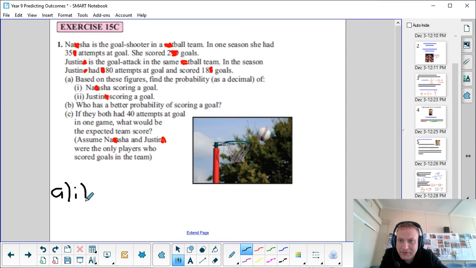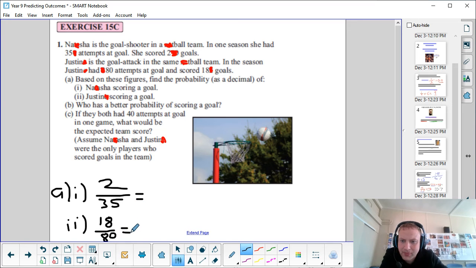All right, so for Nasha, I would just say that it's 2 out of 35. It's always good to start by making a fraction. And for Justin, slightly better chances. That's 18 out of 80. And then we just have to convert these fractions into decimals. So you can just go 2 divided by 35. That's fine. You can also type the fraction into your Casio calculator, push the S to D button, the fraction into decimal button. Either way, you'll get an answer at the other end.